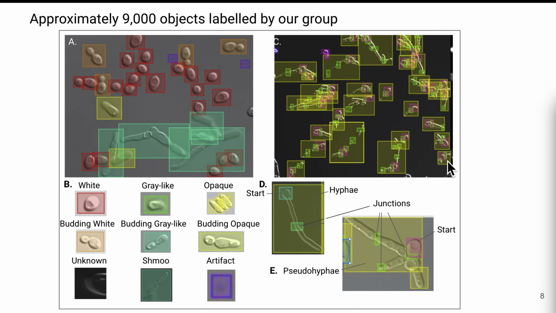Filamentous cells were a bit more difficult, and so we helped Candescence learn a little bit by labeling not only the entire filamentous structure, but also the start and the junctions, because the junctions are visibly different between hyphae and pseudohyphae. And so we hope that these kinds of extra clues would help the system out.